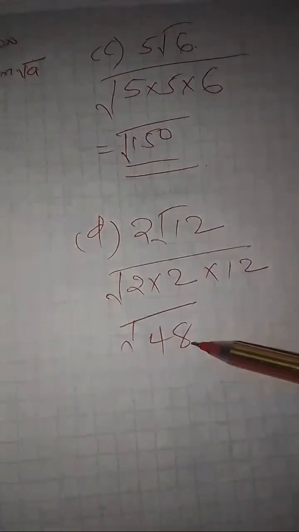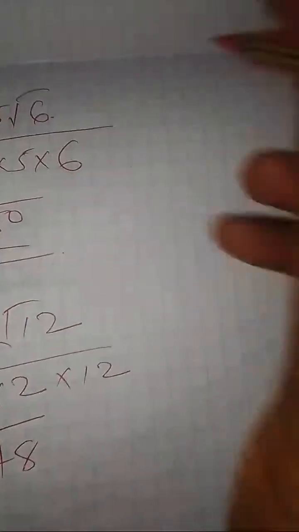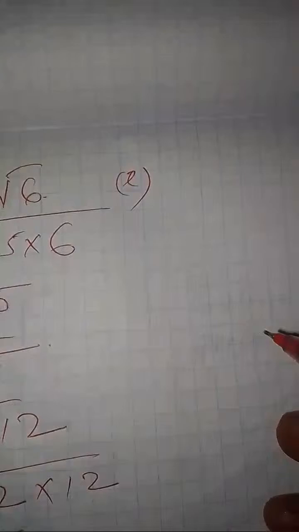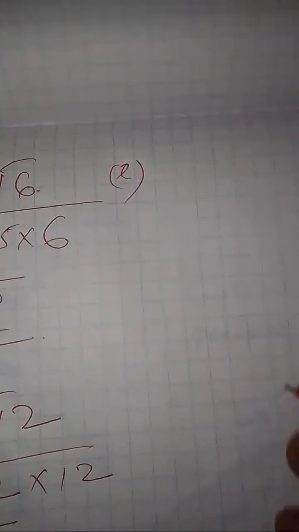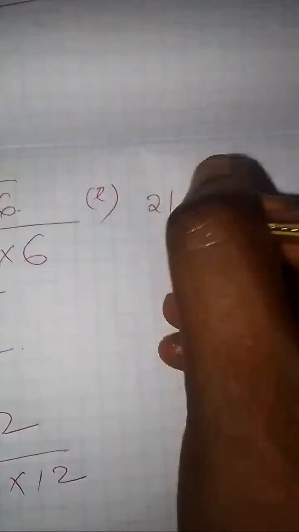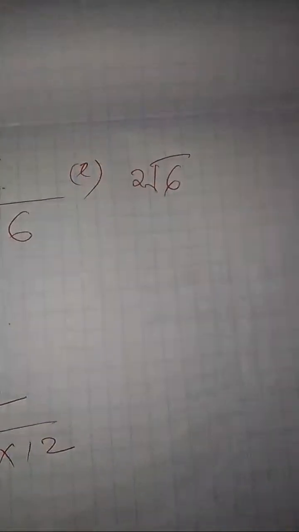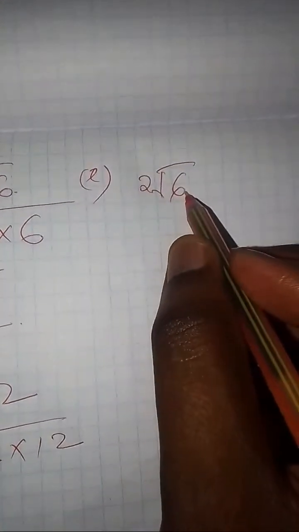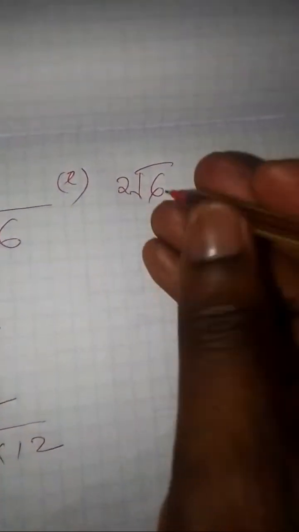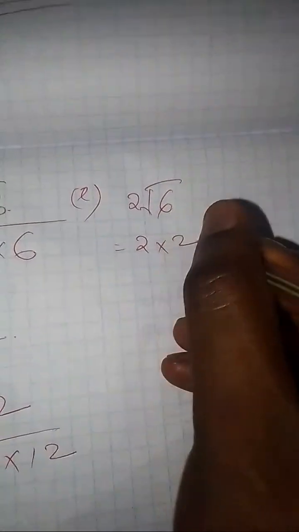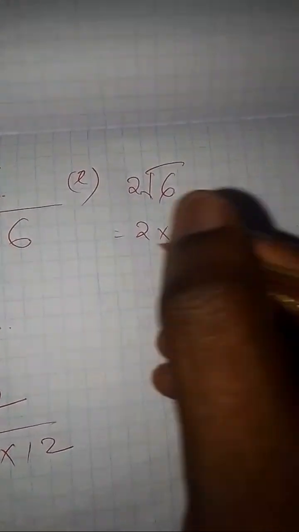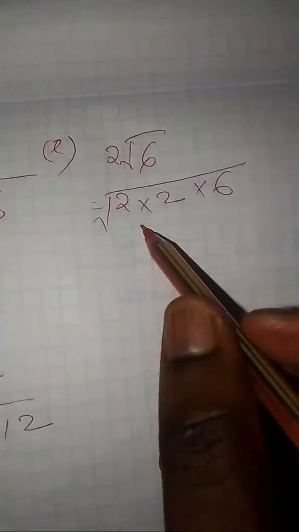I want us to take another one. That is now part E. We've worked out 5 root 6. Let's take 2 root 6. How can we write 2 root 6? When we simplify this into the form root a, we shall say 2 root 6 is the same as 2 multiplied by 2, because the number outside the root, we square it, then multiply by 6. And all of them shall be in the form of a root.